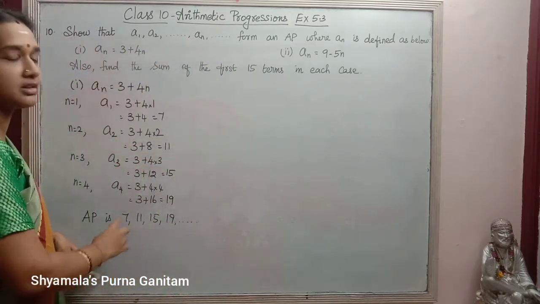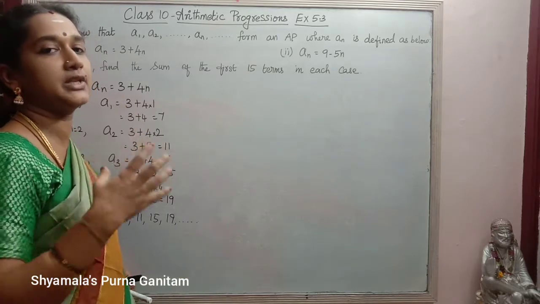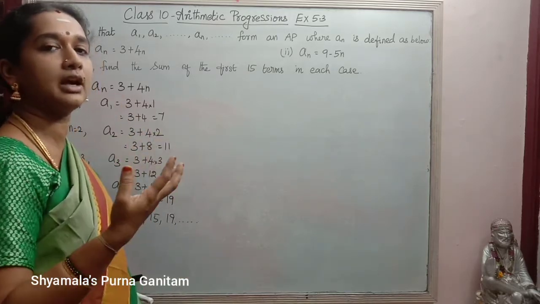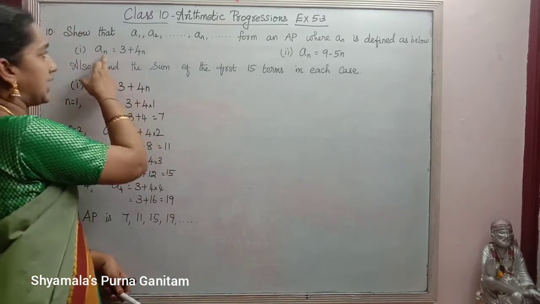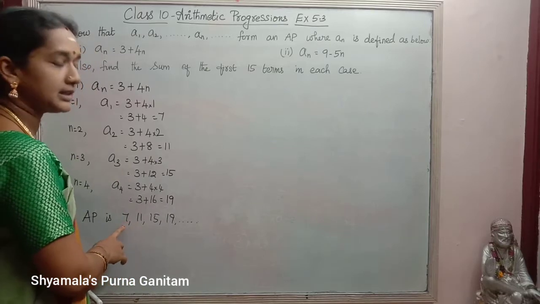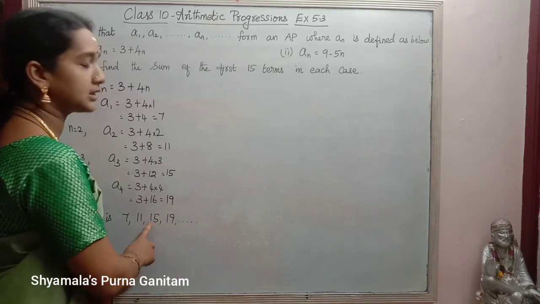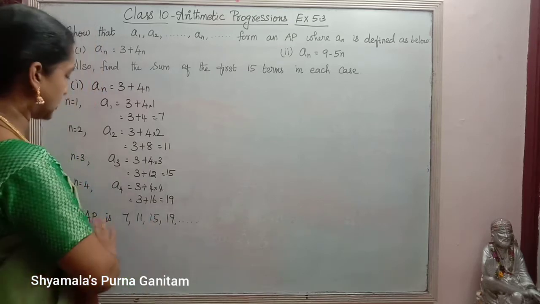Show that it forms an AP. So, when we check the difference, how can we say that it forms an AP? When we check the difference, if the differences are the same, then we can say that they are in AP. Since AN value is given, definitely it will be like that only. So, 11 minus 7 is 4, 15 minus 11 is 4, 19 minus 15 is 4. Okay, so this is the AP.